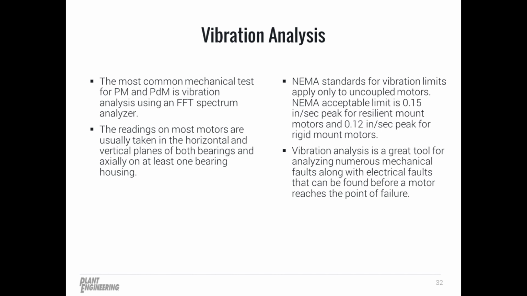NEMA acceptable limit is 0.15 inches per second peak for resilient mount motors and 0.12 inches per second peak for rigid mount motors. And to help clarify that limit, the limit's higher for a resilient motor due to the movement that is allowed by the rubber or other types of isolators used during mounting. This is normally seen in smaller motors such as on a fan or blower application.